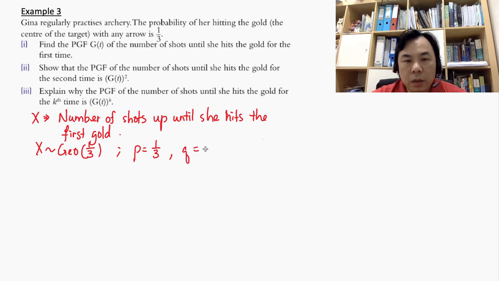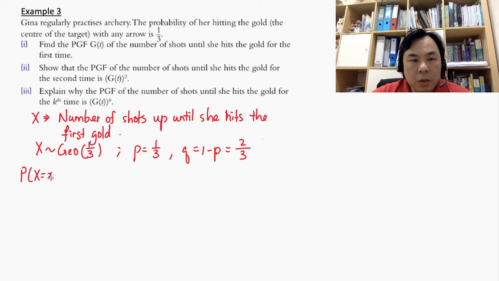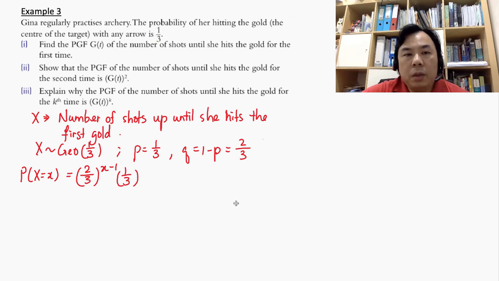Probability of failure is 1 minus p here, which is 2 over 3. All right. Now I hope that is clear at this point. From here onward, what we need to do now is recall the probability mass function. The probability mass function for the geometric distribution is given as the number of failures up until, and then a number of successes here. So that's the formula for the geometric distribution.